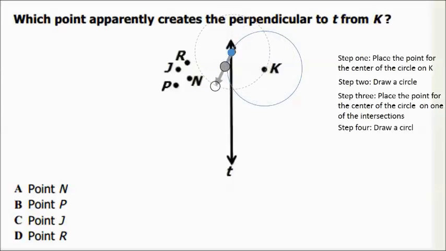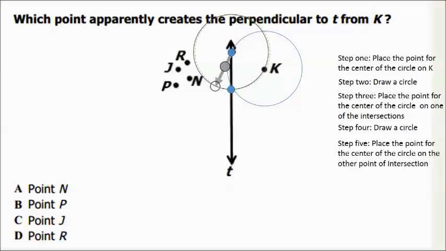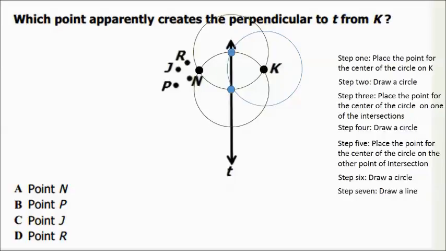And step 4, draw a circle. Step 5, place the point for the center of the circle on the other point of intersection. So we'll slide down. And step 6, draw a circle. Wonderful. So step 7, I'm going to draw a line through the 2 points of intersection.